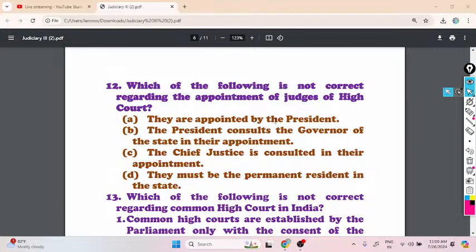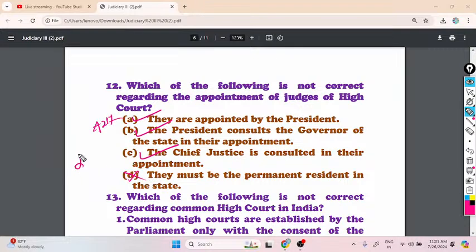Option B, the President consults the governor of the state. Yes, although he consults the collegium system, he also consults the governor of the state while appointing. Article 217 says that while appointing the judges of High Court, the President will consult the Chief Justice of India, the governor of the state, and also the Chief Justice of the High Court. So Article 217. It is correct, it is correct, it is correct, it is not correct.